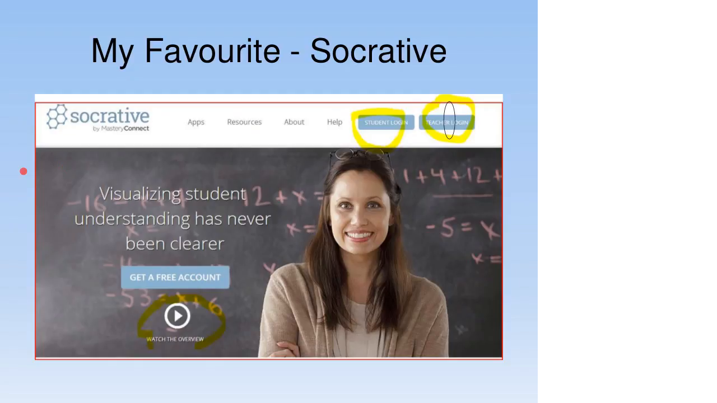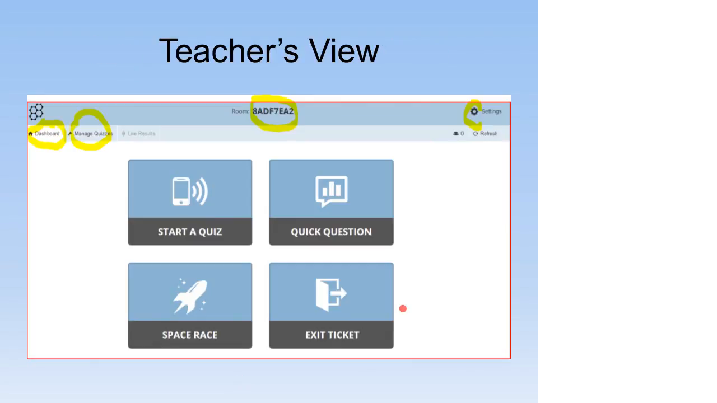So the next page shows you the teacher's view. Over here, these are the settings. Over here, you have my room number. This is a unique room number that is mine only. And the page that you're seeing right now is the dashboard.